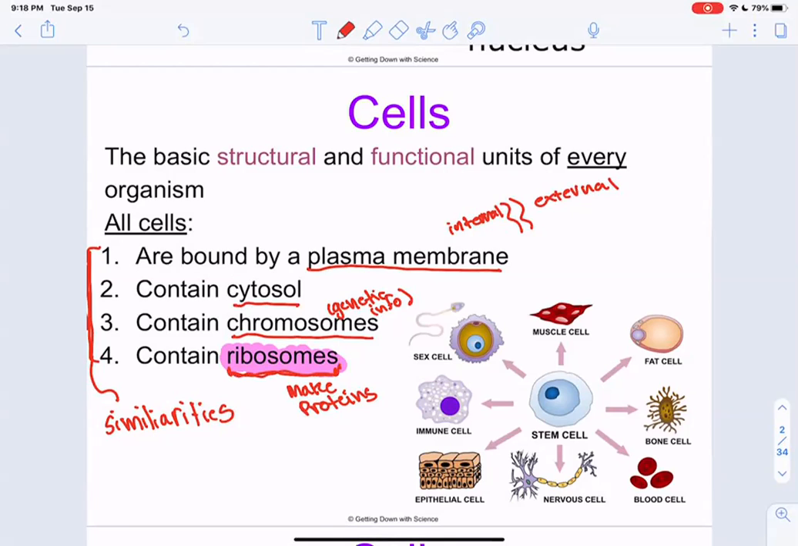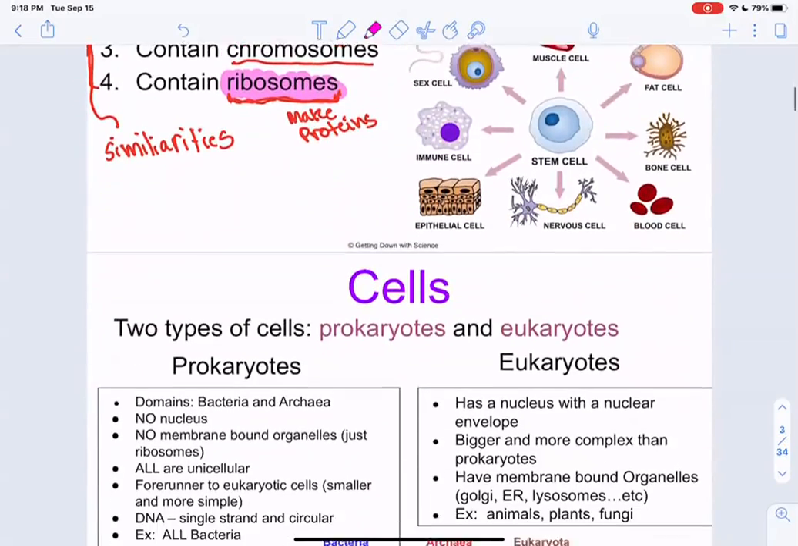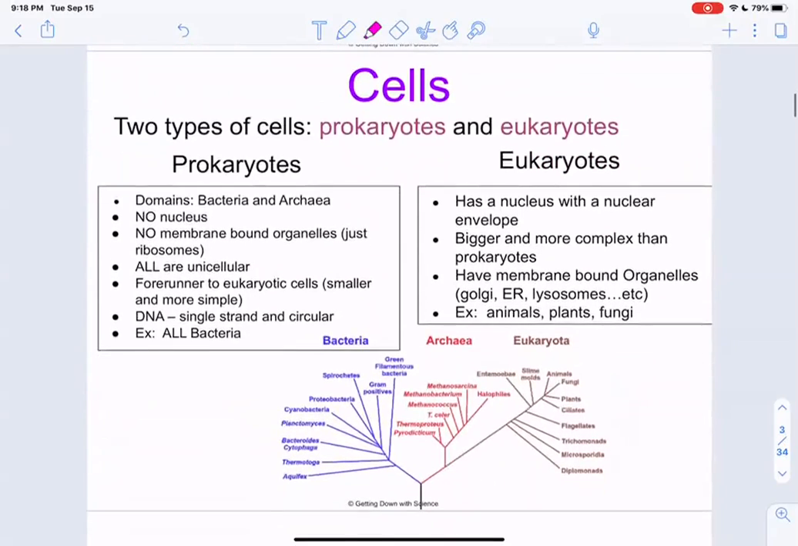And so it's one thing to be able to list these four similarities, but it's another thing to be able to explain them. And so on top of having to know that they have a plasma membrane, you need to know what a plasma membrane is and what that means. What is a cytosol and what does that mean? Let's highlight this one. This is a key vocab word that's going to come up pretty often. Cytosol. And what does it mean to have a ribosome? What do they do? Etc. And so now let's start talking about the differences between prokaryotes versus eukaryotes. Differences.